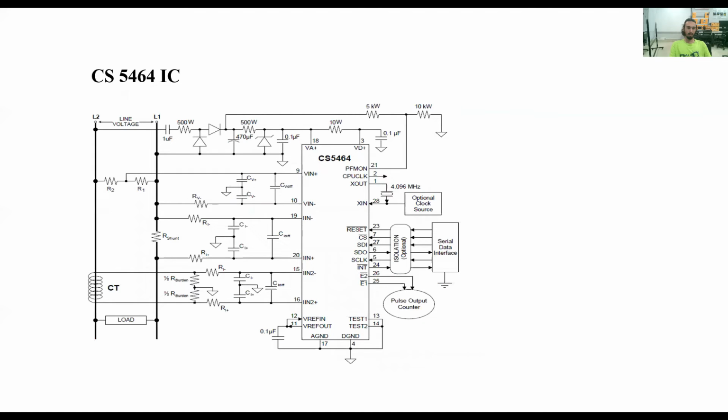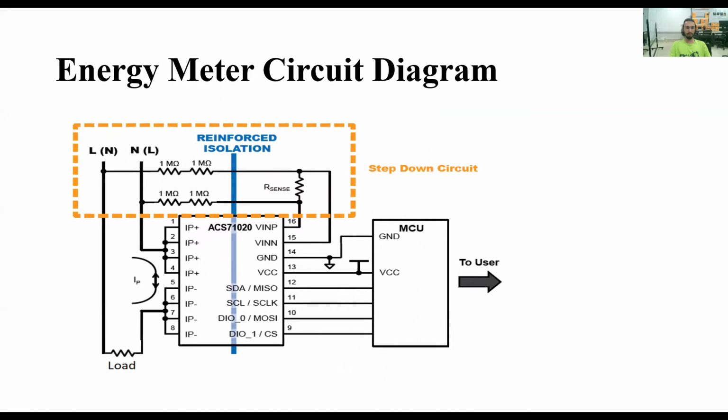This is the circuit diagram of the CS5464 IC. This is also very complex as compared to the circuit which we have made. This is the circuit diagram of our energy meter. Actually, we have only used these 5 resistors and the VMOS, and so this is a step down circuit. We are connecting 2 resistors, one of 1 mega ohm, and our sensing resistor is also used.